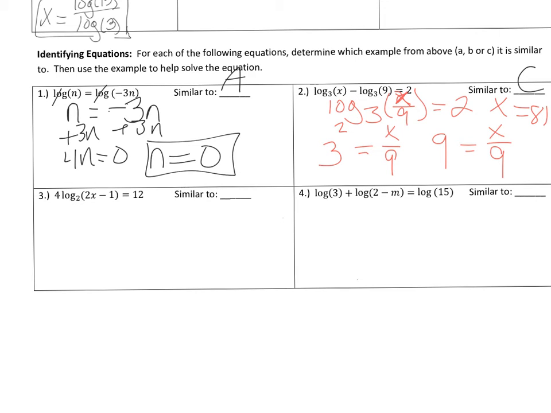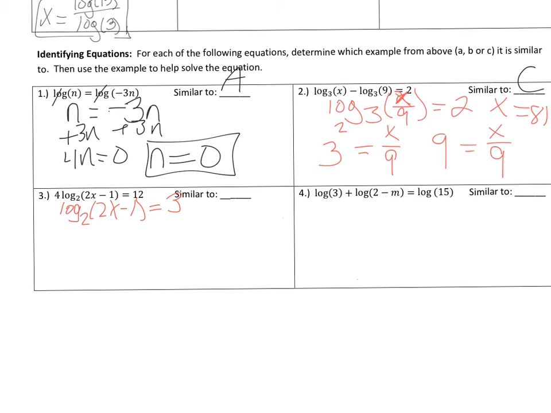Okay, number 3, the weirdest issue with number 3 is this multiply by 4 right here. That's out in front of that log, so I know a lot of you probably want to pull that up into the exponent, but it's going to cause us problems. So I want to get rid of that times 4 by dividing both sides by 4 first. So if I do that, I should just get the log base 2 of 2x minus 1 equals 3, because I divided that other side by 4.